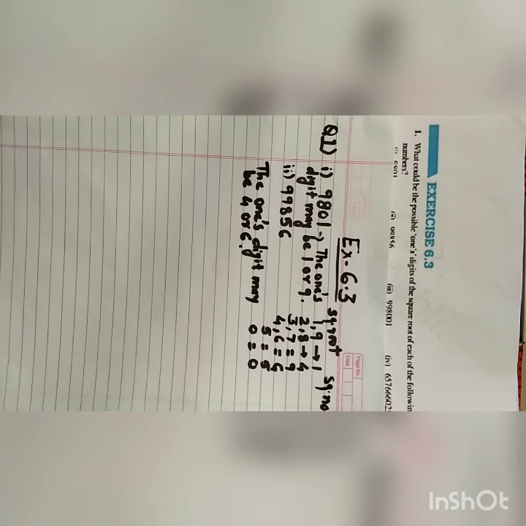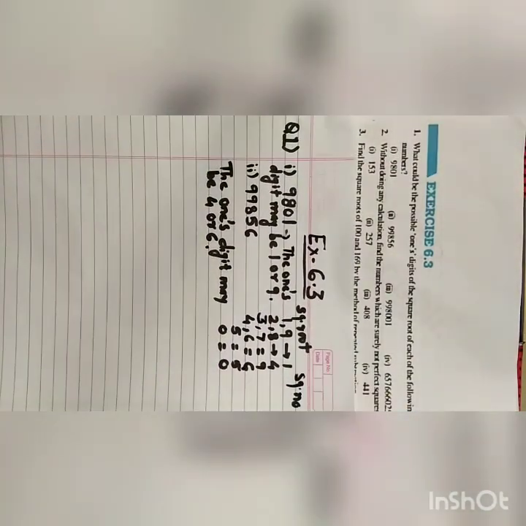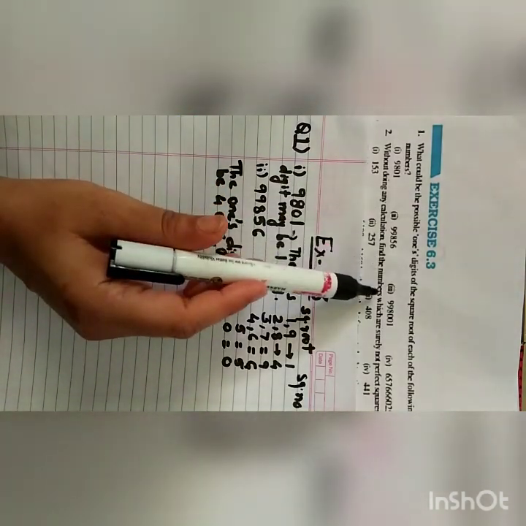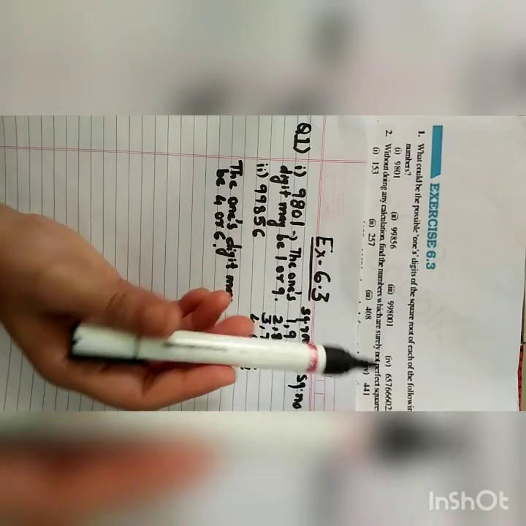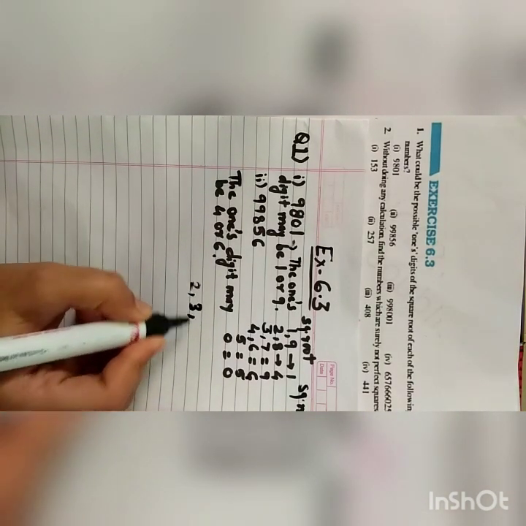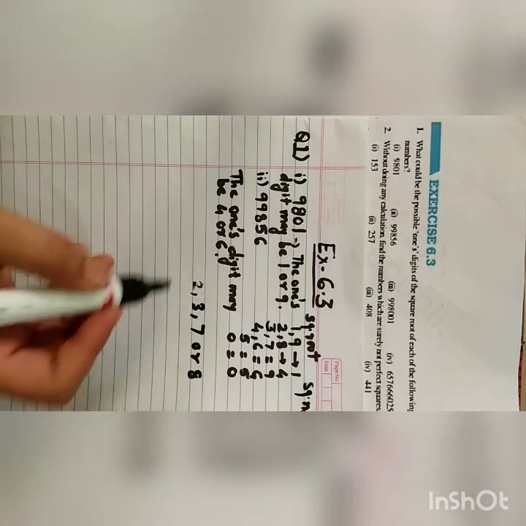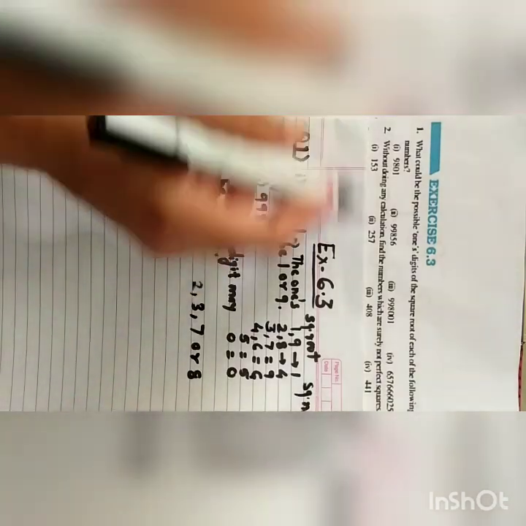Now let's see the second question. What is the second question? Without doing any calculation, find the numbers which are surely not perfect squares. Without doing calculation, how can we find out that the numbers are not perfect squares? Because we know that numbers ending with 2, 3, 7 or 8 can never be a perfect square number. So with the help of this property, we will write down without calculation that they are not perfect square numbers.